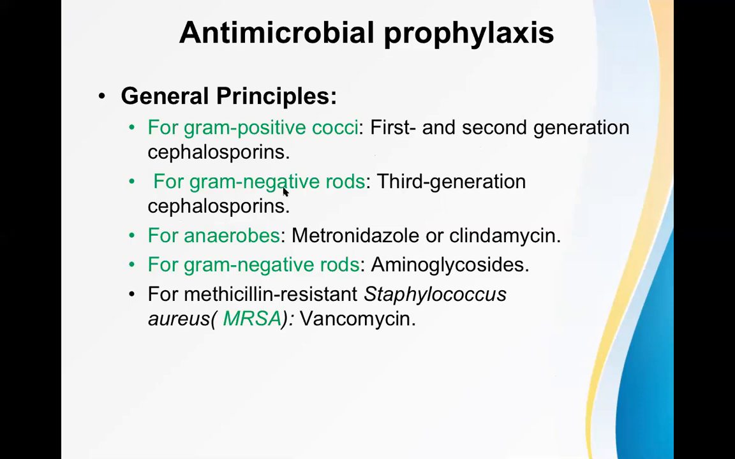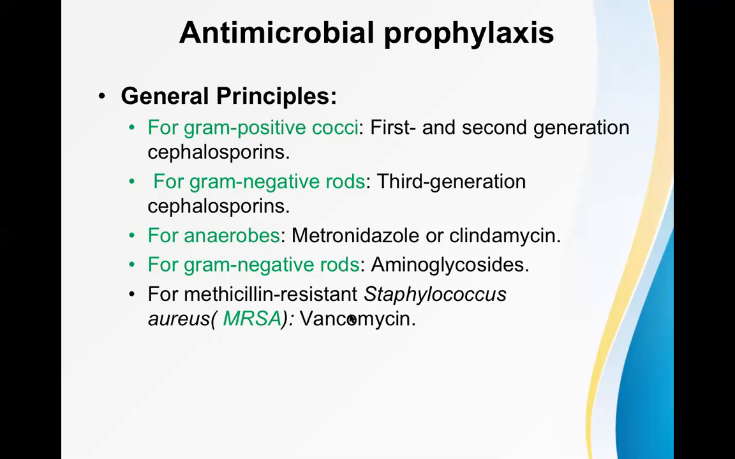For gram-negative rod, third generation cephalosporins will be chosen because we know third generations are very specific towards gram-negative bacilli, but they also cover gram-positive as well. For anaerobe, metronidazole or clindamycin are specific anaerobic antibiotics. Metronidazole is very commonly used in clinical practice. Clindamycin is another option. For gram-negative rod, you can also go for aminoglycoside, either third generation or aminoglycoside. Any one is fine.